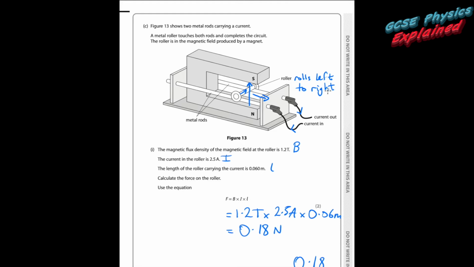So if you are using your fingers, your first finger points up, your second finger's pointing that way, which leaves your thumb pointing this way. And your thumb shows you the force, which is what creates the movement. So that's the arrow that you would have to draw, the one I've just circled.